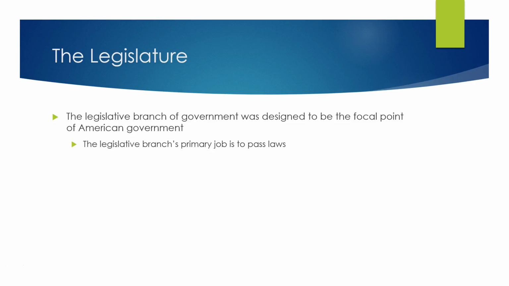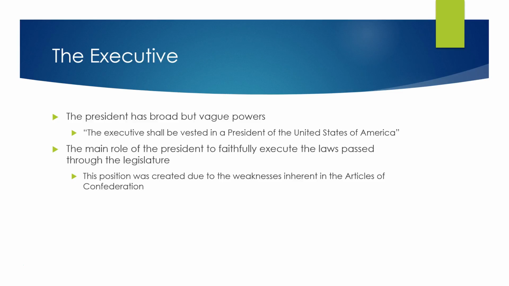The legislative branch's primary goal is to pass laws. So then we've got the executive branch. The president has broad but vague powers, and what the Constitution really says is the executive shall be vested in a president of the United States of America. The main role of the president is to faithfully execute the laws passed through the legislature. The position was created due to the weaknesses inherent in the Articles of Confederation.